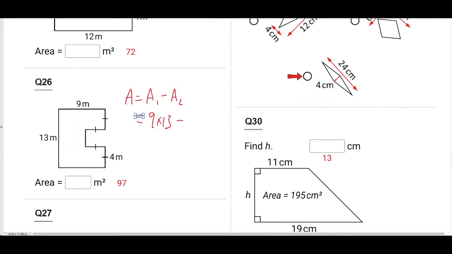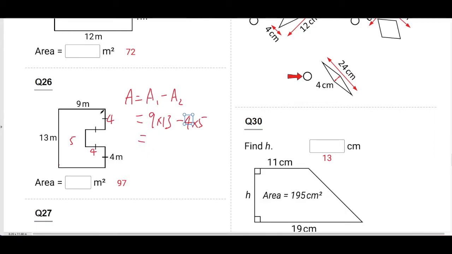Okay, so we know that this is 4. So what's the height? Well, we know that this is 4 and this is 4, right? So then the height of this should be what? 13 take away 8, which is 5, right? So that means this is a 4 by 5 shape, and you just have to take away 4 times 5, right? And that should give you the 97.